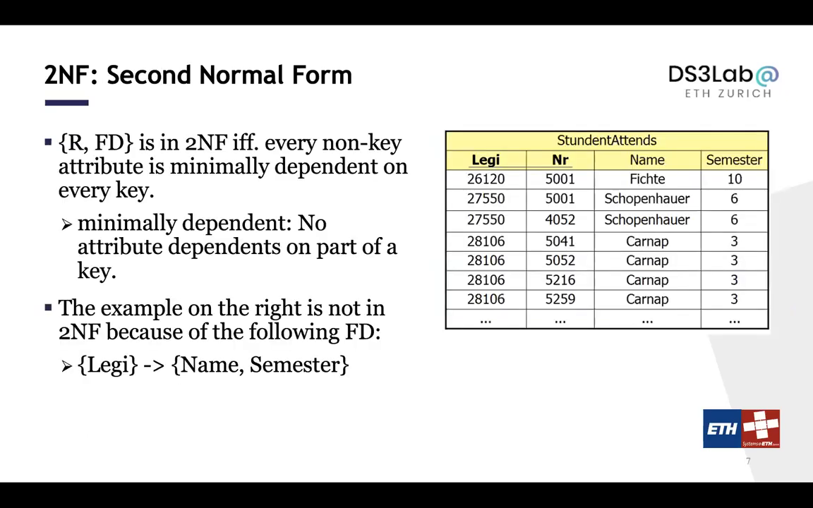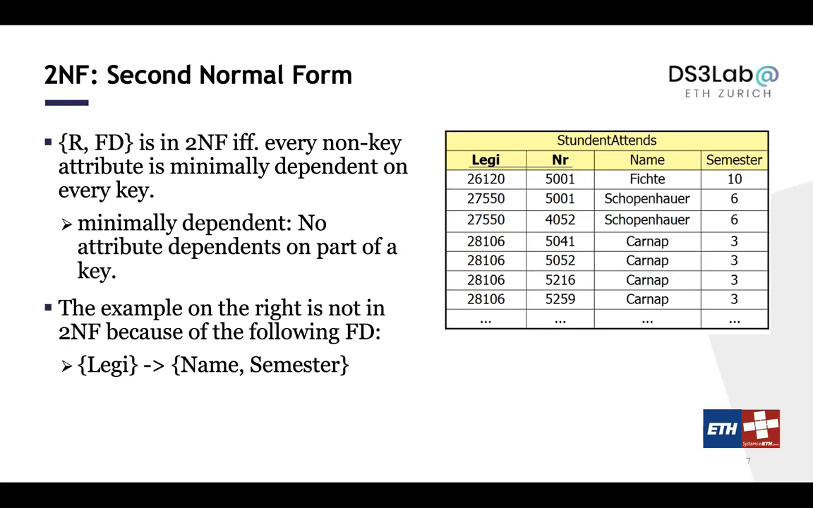The second normal form that we talked about is second normal form. Essentially, when you have a relational schema R and a set of functional dependencies FD, we say this design is in second normal form if and only if every non-key attribute, every attribute that's not part of the key, is minimally dependent on every key. So what do we mean by minimally dependent? It means that we do not have a non-key attribute that depends on only part of the key.